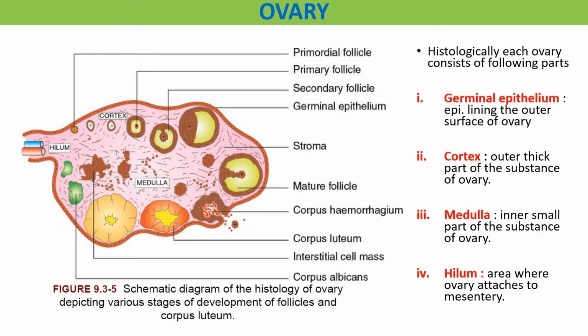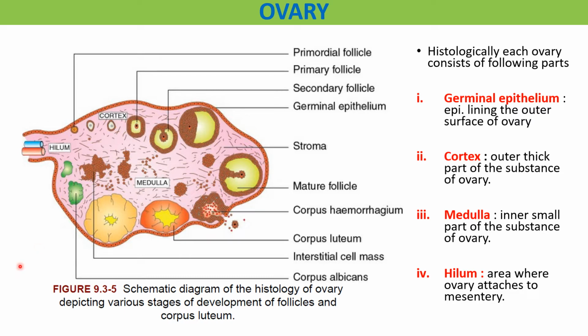Histologically, each ovary consists of a germinal epithelium which lines the outer surface of the ovaries, a cortex which is the outer thick part of the ovarian substance, a medulla which is the inner small part of the ovarian substance, and a hilum, an area where the ovary attaches to the mesentery.